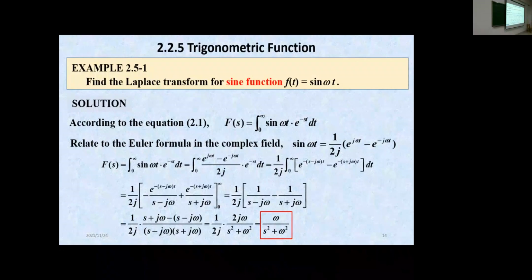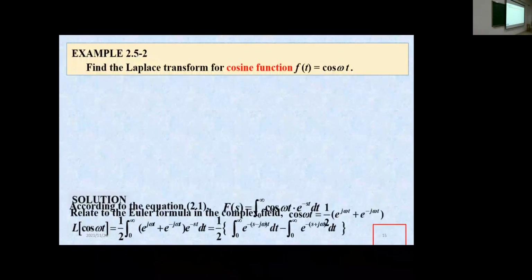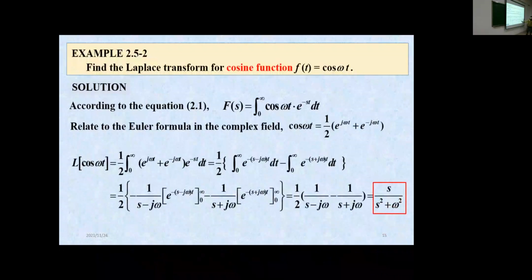Then how about cosine? Still use what? The Euler formula. Then you replace cosine omega t with this, right? And it's all about e and its index. If you do the integration, you will find the Laplace transform of cosine omega t. So what's the difference between sine and cosine?